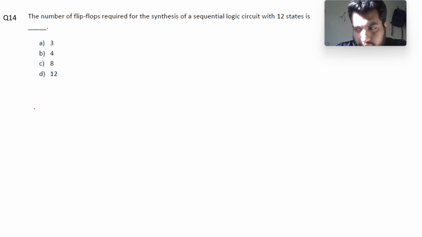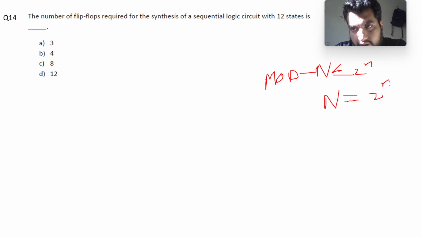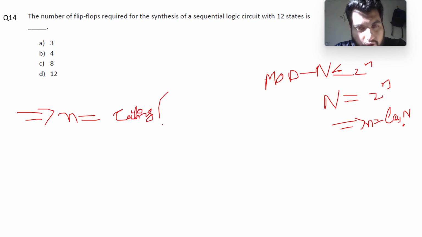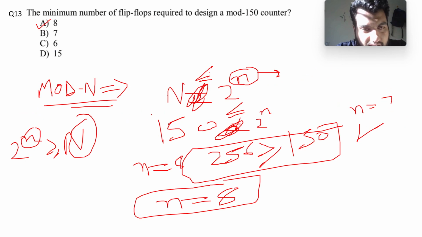We know that earlier we found out that mod N is such that N is less than or equal to 2 to the power n. Let's just assume an equality here, N equal to 2 to the power n. So that implies n is equal to log2 N. We use a ceiling function here, and we write the number of flip-flops required to implement this as the ceiling function of log2 N. So we can get this answer from this also.